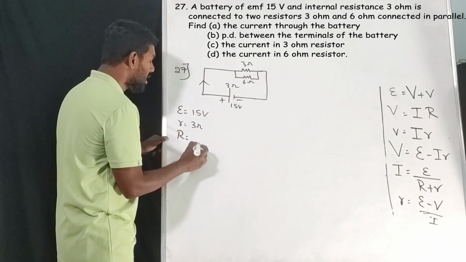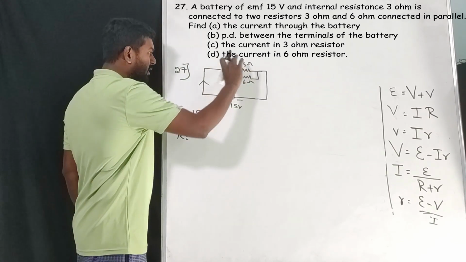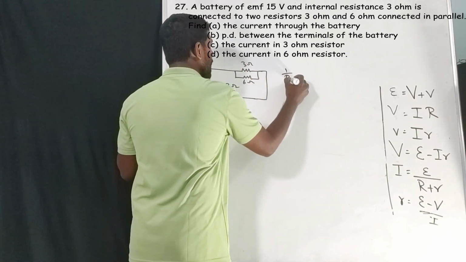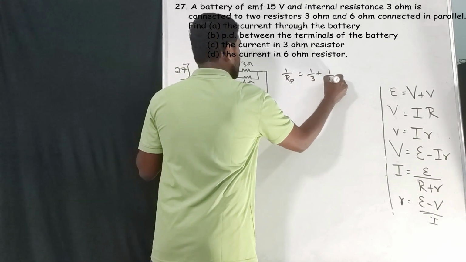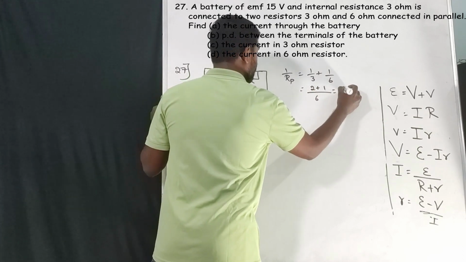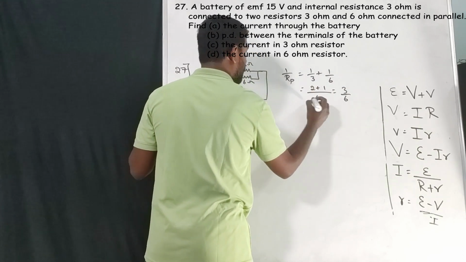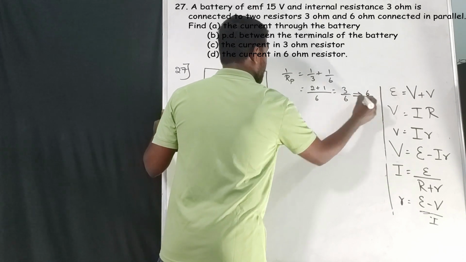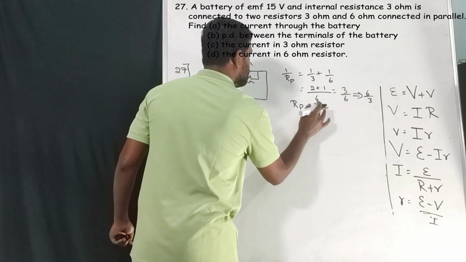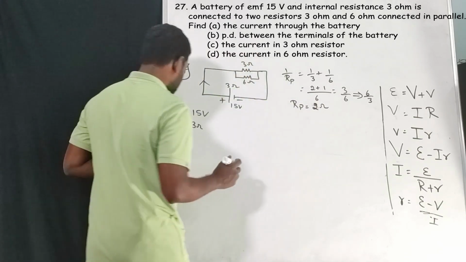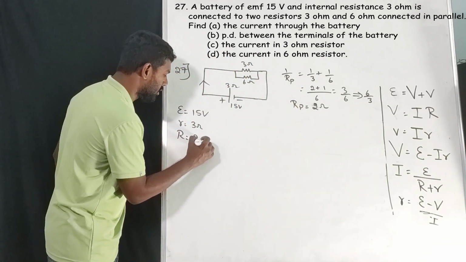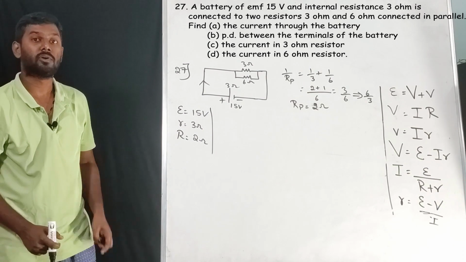Next, capital R. We have two resistances, correct? If you find the value of this, then only we will get the value of capital R. These two are in parallel, right? 1 by Rp is 1 by 3 plus 1 by 6. LCM will be 6, so this will be 2 plus 1, 3 by 6. We have to take the reciprocal, so that becomes 6 by 3. So Rp will be equal to, sorry, 2 ohms. This is the equivalent resistance of these two, so that will be the value of R. If we know all these things, we can go for the questions.